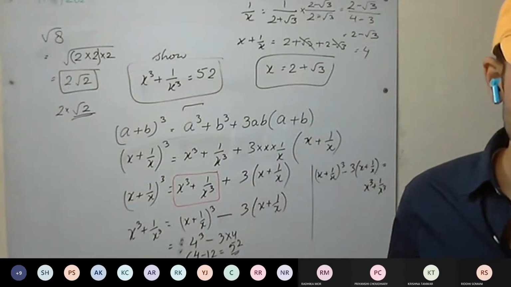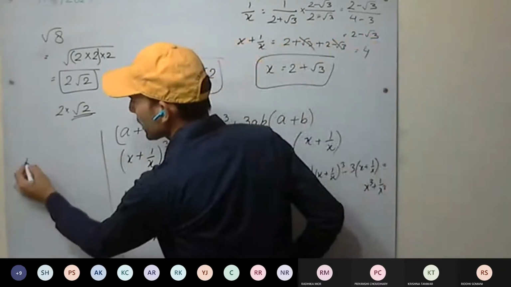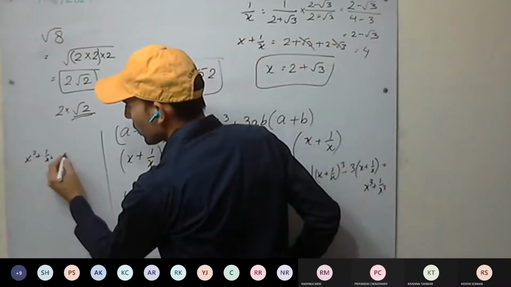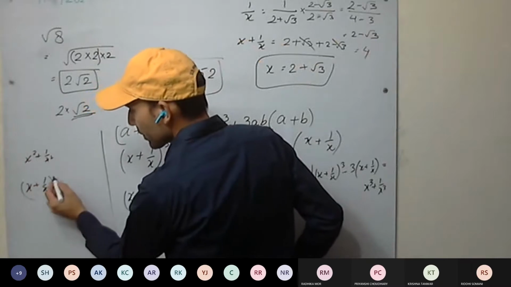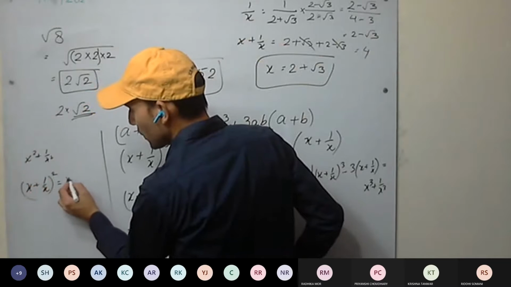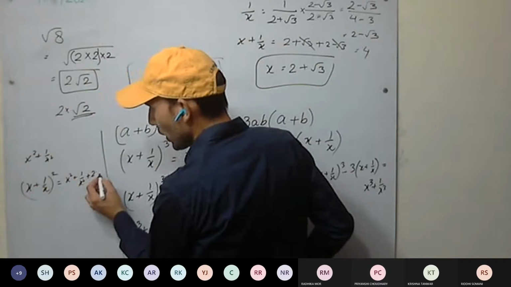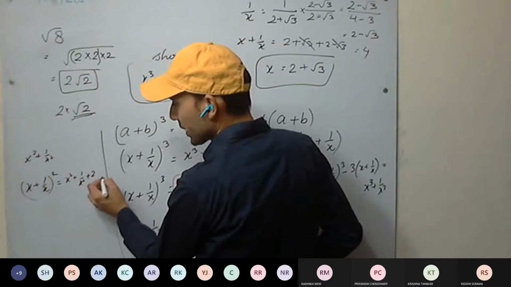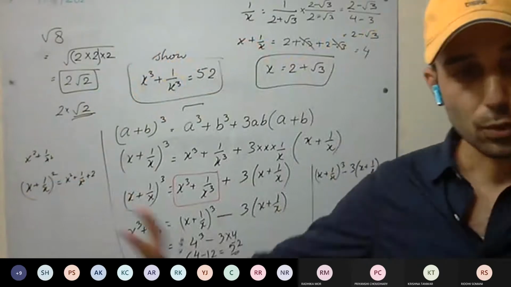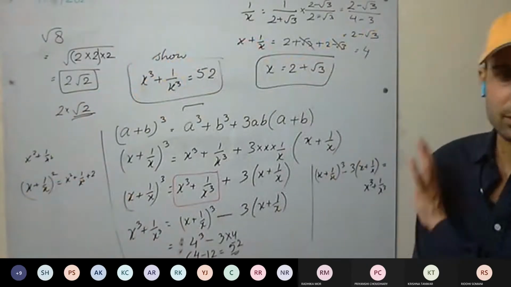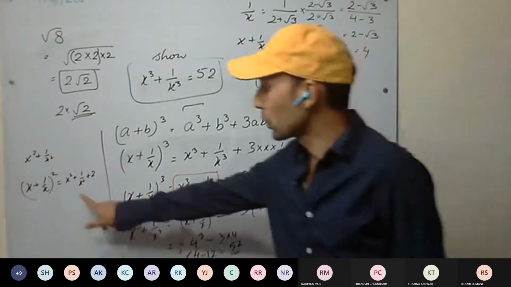Similarly, x square plus 1 upon x square. For x square plus 1 upon x square, what do we require? X plus 1 upon x we already have. If we take the square, it will be x square plus 1 upon x square plus 2ab, that is 2x into 1 upon x. They get cancelled. Now we can calculate x square plus 1 upon x square. You go through it once. You have 2 minutes. Go through it once if you have understood, and do this one.